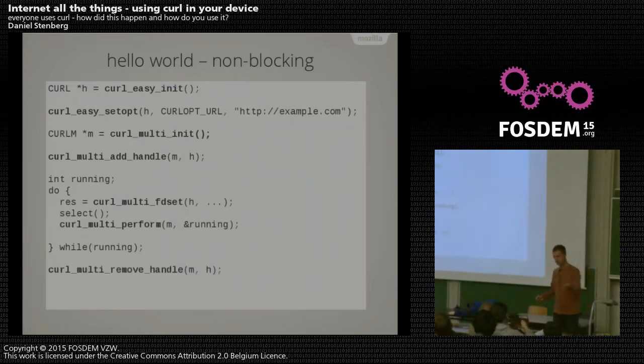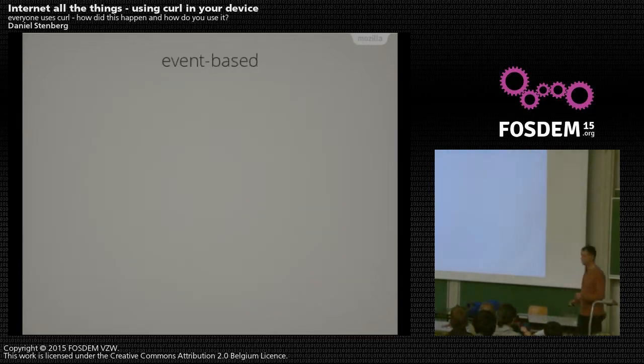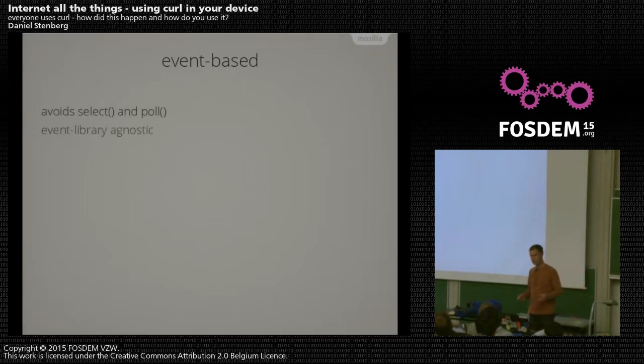And then you're done with it. You remove the handle from the multi-handle and you close everything down. Fine. And you can also do it event-based. If event-based, then you're called when something happens on one of those sockets, it avoids select and poll. You can do it without getting married to any kind of event-based library. You can do it with whatever you want to do.